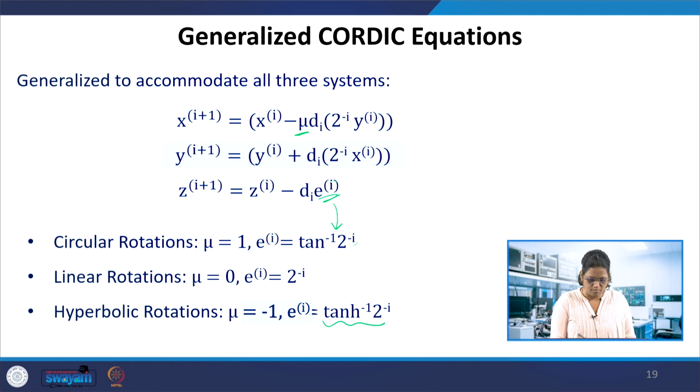So the difference is that mu is set to 1 for circular rotation, and the e power I is tan inverse 2 power minus I, and for hyperbolic it is tan h inverse 2 power minus I. So that is the difference in this. So easily, circular rotations and hyperbolic rotations can be done with the same setting, with the e i change. For linear, mu is completely 0 and then this part would be 0. Here only x i plus 1, e power I is 2 power minus I. So that can give the linear rotations here.